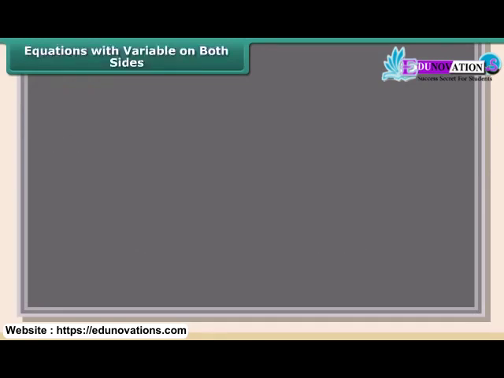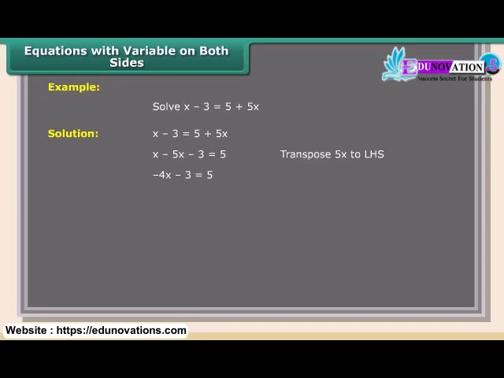Equations with variable on both sides. Example. Solve x minus 3 is equal to 5 plus 5x. Solution. x minus 3 is equal to 5 plus 5x. x minus 5x minus 3 is equal to 5. Transpose 5x to LHS. Minus 4x minus 3 is equal to 5. Simplify LHS. Minus 4x is equal to 5 plus 3. Transpose minus 3 to RHS.